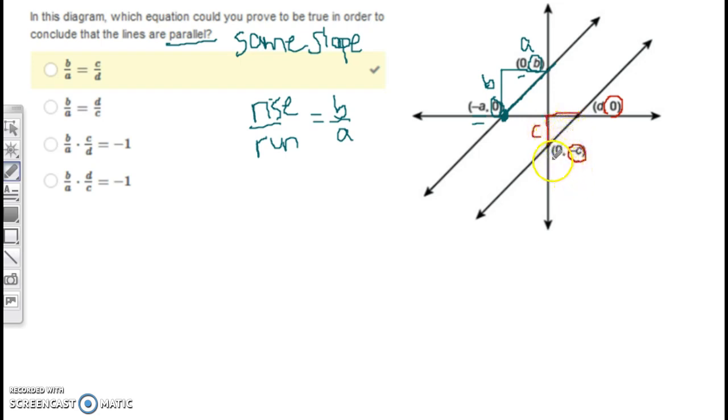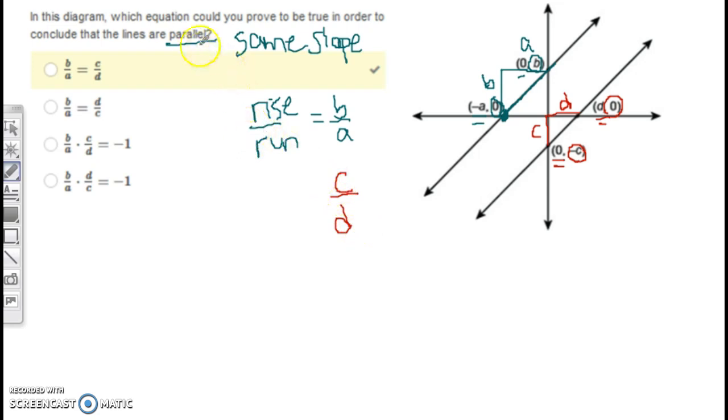And then we run over from 0 to d. Now let's just pretend d was a number. If we started at 0 and went over to 3, we'd be running over 3 units. So even though it's not a number, we can still see that we're running over d units. So the slope of the second one, the rise over run, would be c over d.